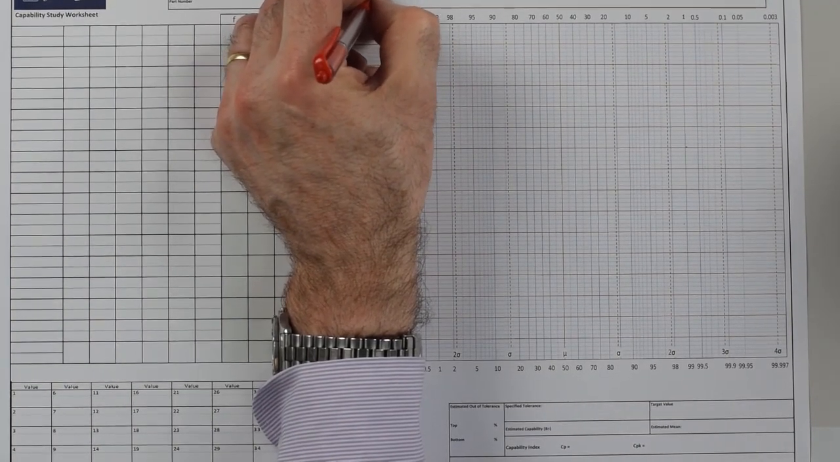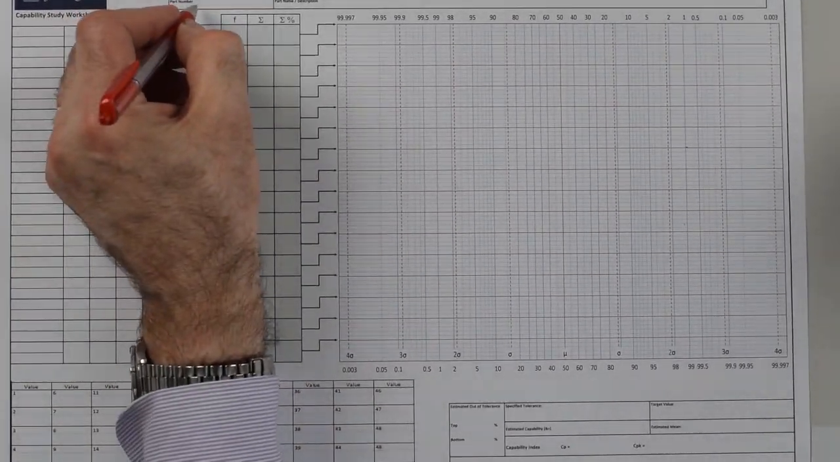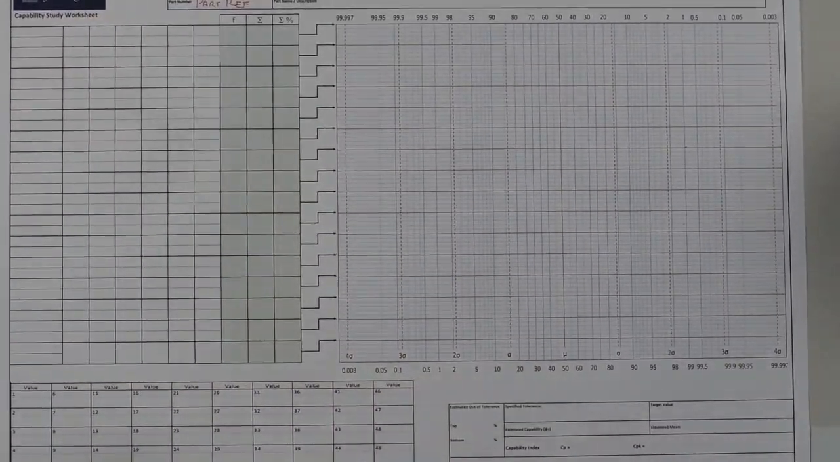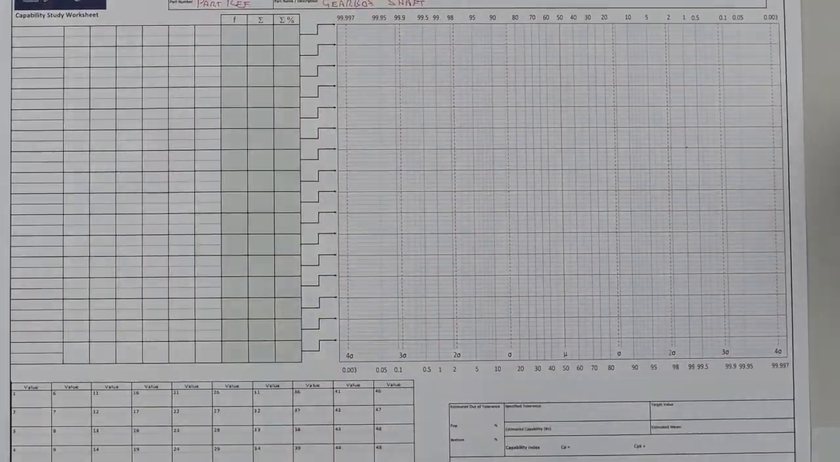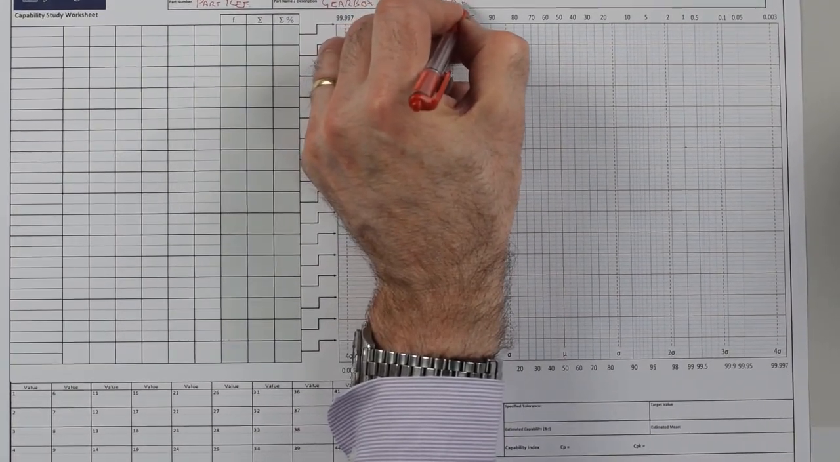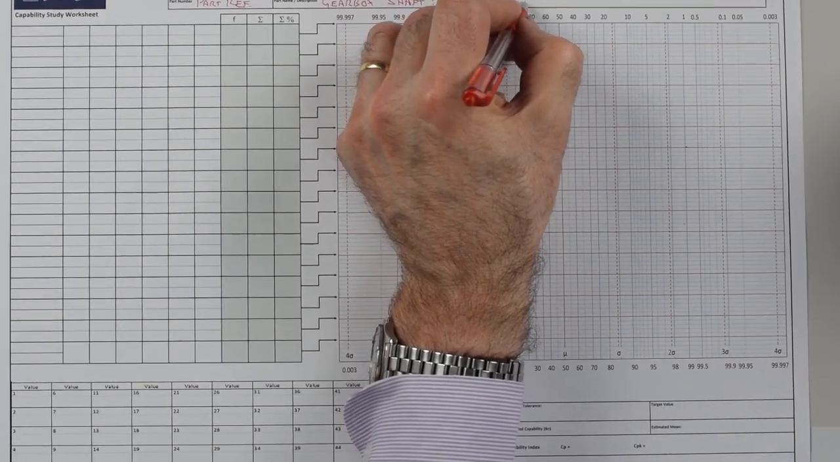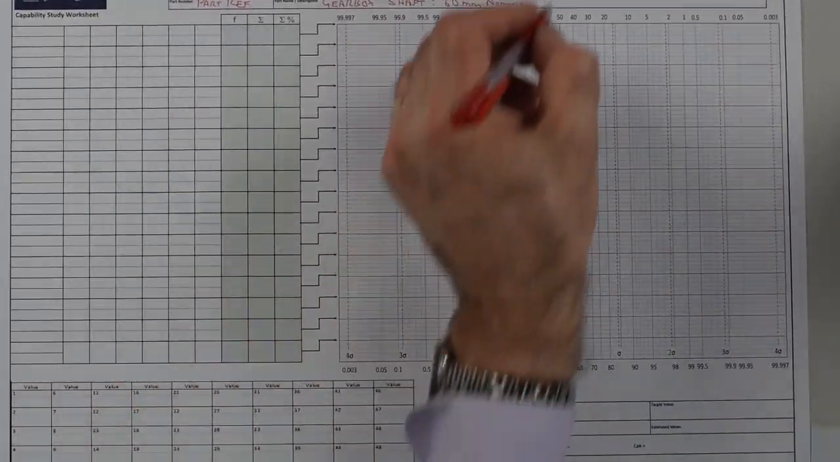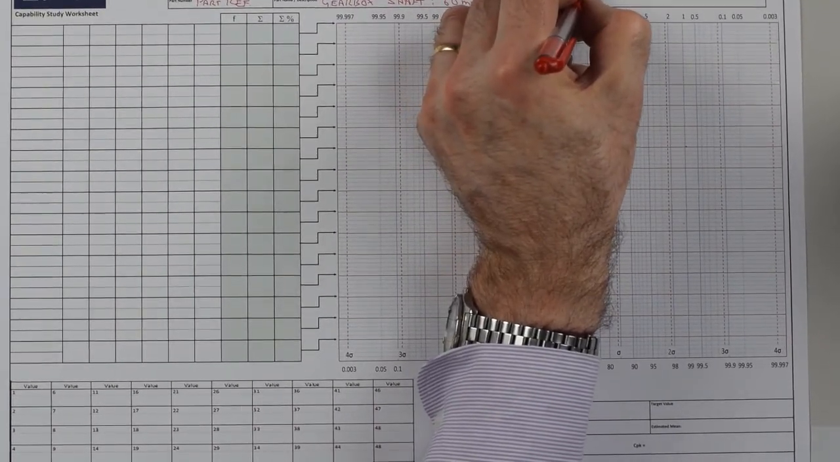60.00 millimeters. If there's a part number or a reference number, you should complete the part number and a short part name or description. Here we'll call it a gearbox shaft, 60 millimeters nominal, and the operation is final inspection.